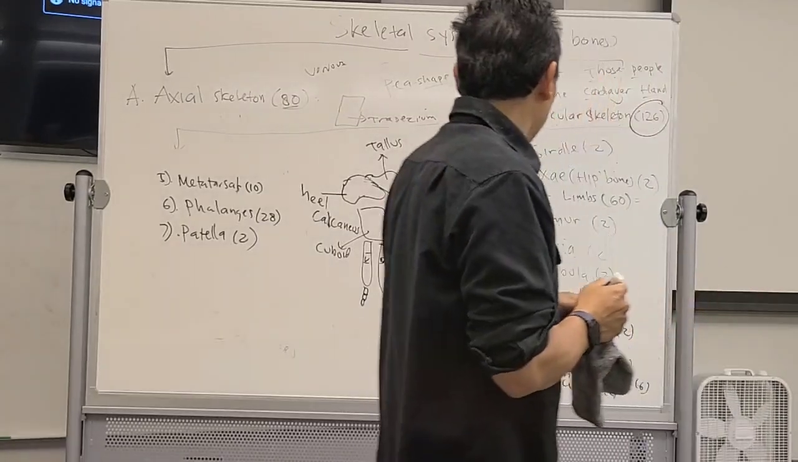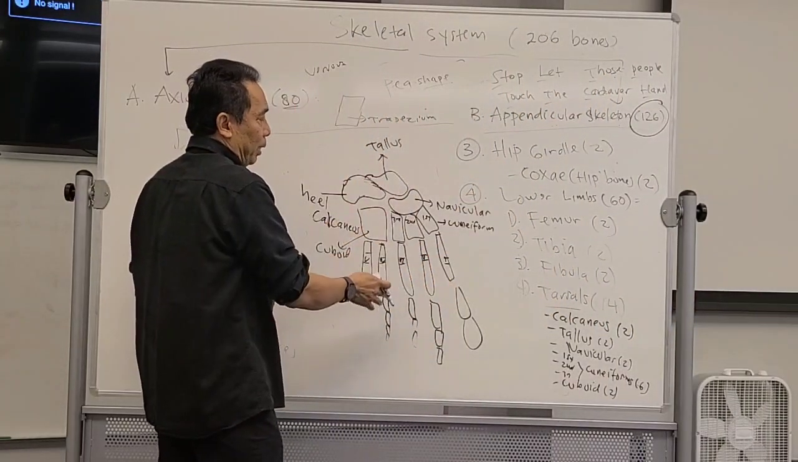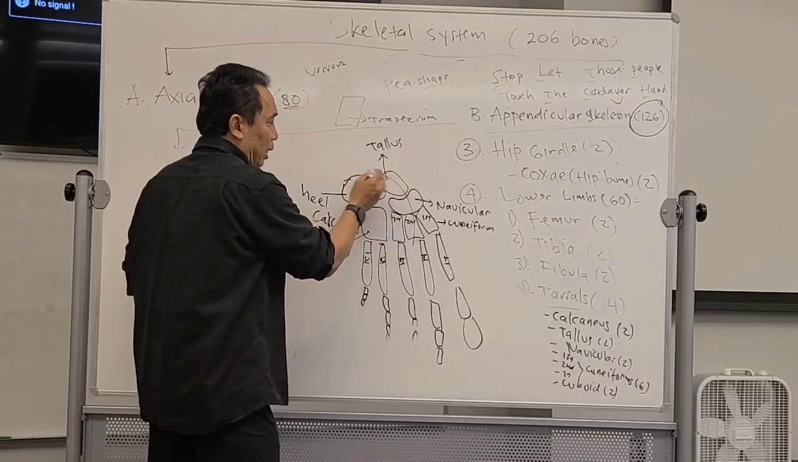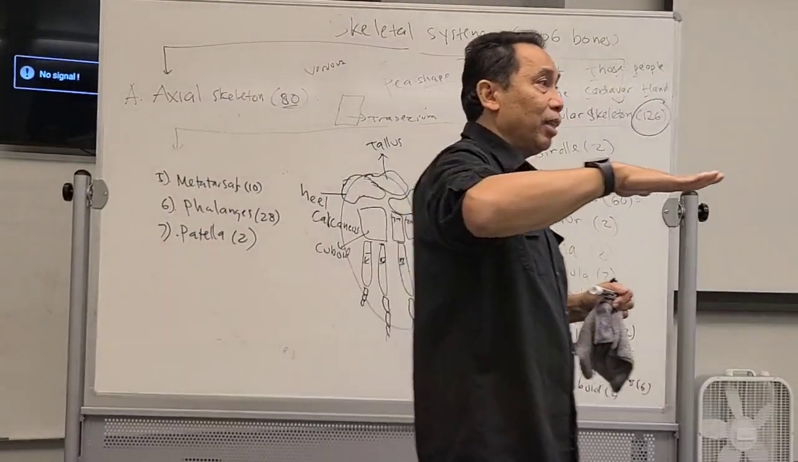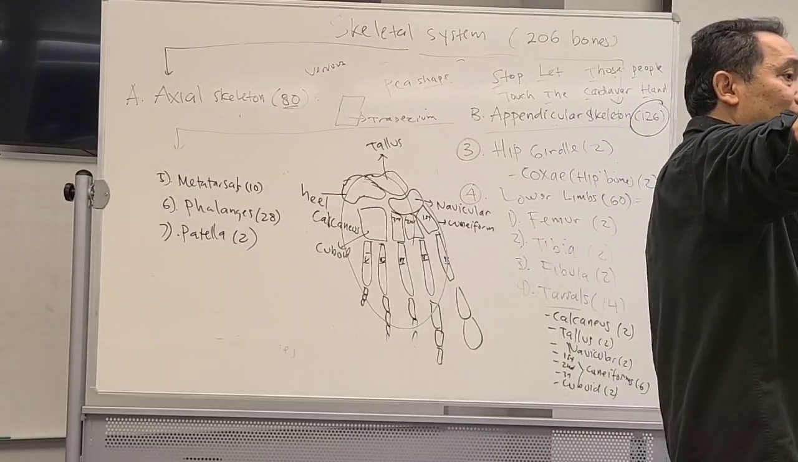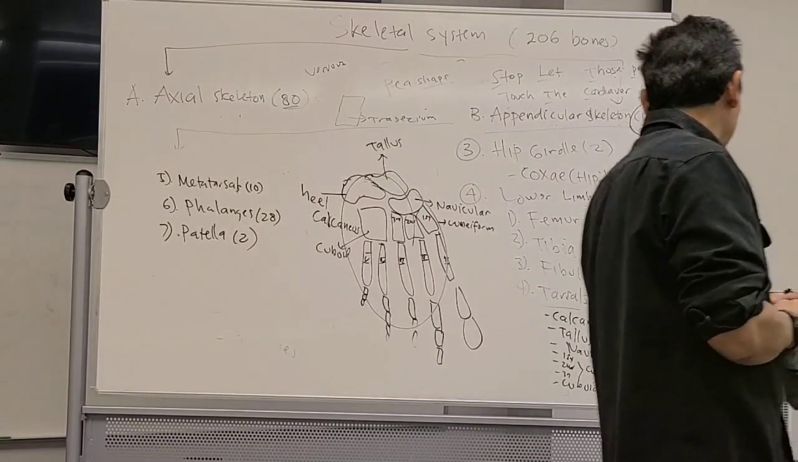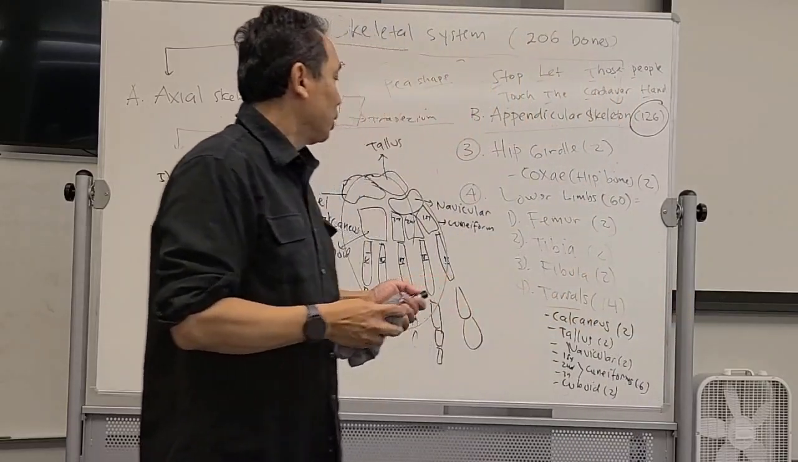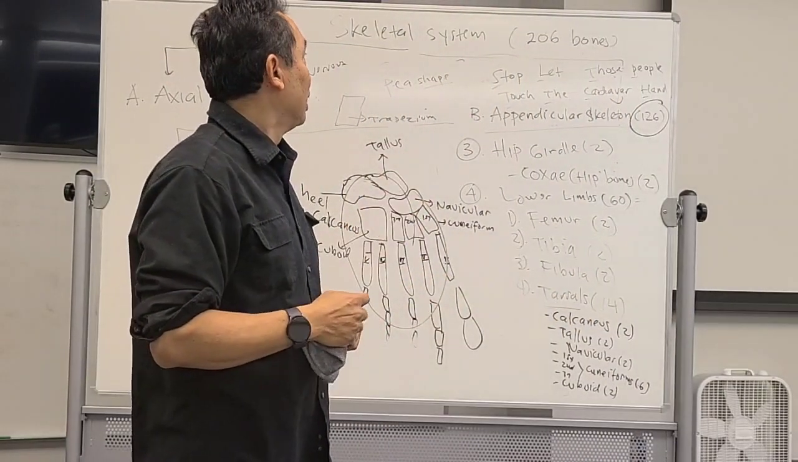Now the most common abnormality that happens in this appendicular skeleton is mostly in this area over here, on the feet. Some people have flat foot or maybe claw foot. Okay, that's sometimes the most common type of abnormality in this system.